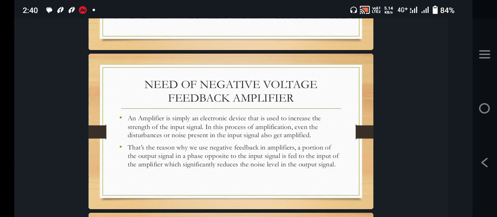An amplifier is simply an electronic device that is used to increase the strength of the input signal. In the process of amplification, even the disturbances or noise present in the signal will also get amplified. That's the reason why we use negative feedback in amplifiers. A portion of the output signal in phase opposite to the input signal is fed to the input of the amplifier, which significantly reduces the noise level in the output signal.